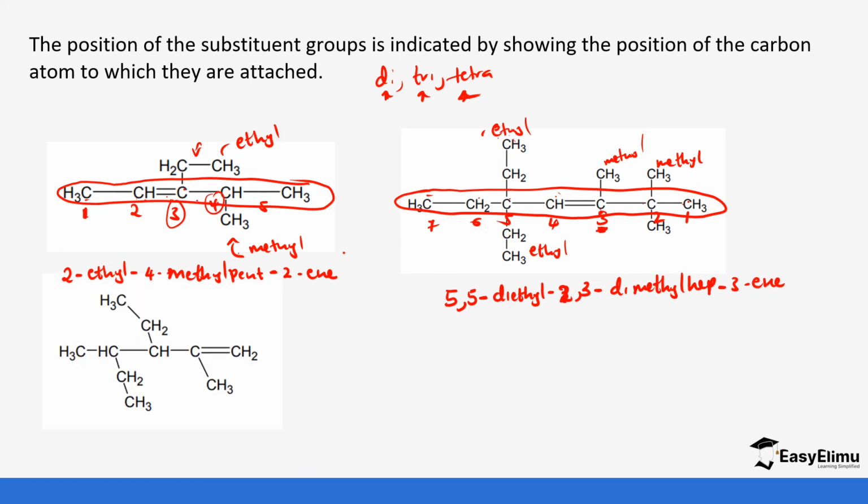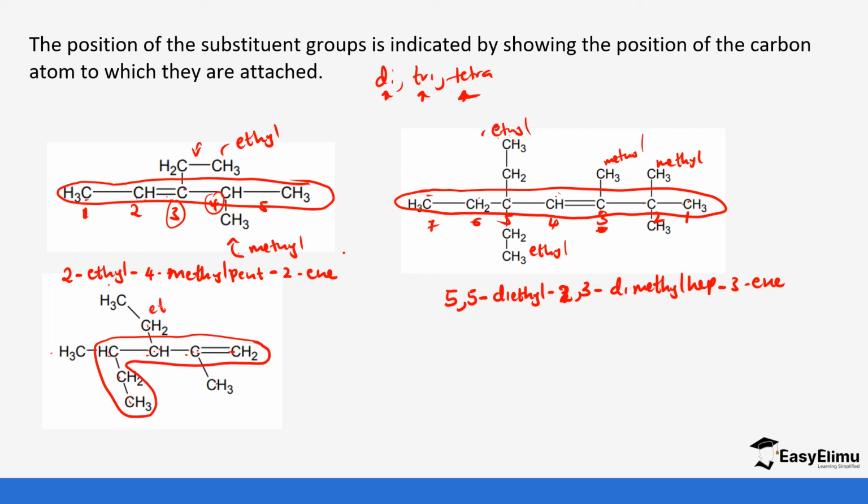So let's look at this other example. We identify the longest chain first. Remember, the longest chain has to have the double bond. We can count 1, 2, 3, 4, 5. We can count also 1, 2, 3, 4, 5, 6. We have also 1, 2, 3, 4, 5. And we have 1, 2, 3, 4, 5, 6. So we can pick this one. This will be our longest chain because it has the largest number of carbons continuously.